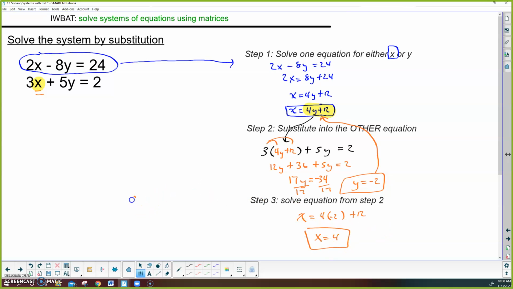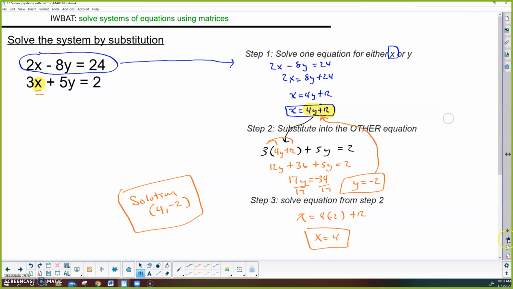And my solution is at the spot 4, negative 2. So we've done this in Algebra 1. We've done it in Algebra 2. We're doing it in pre-calculus, and you will be expected to master this in calculus. So hopefully you're really comfortable with that.